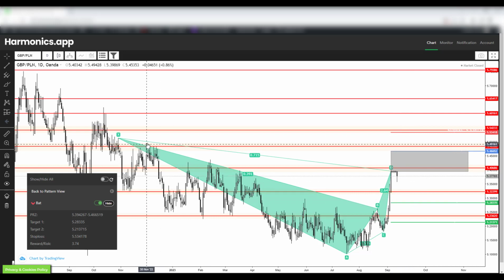So as it looks right now, we have a downtrend here on GBP against Poland, and then the price has made a breakout to the upside and formed here a bat pattern. We can see this is an entry zone for the price, a potential reversal zone, this gray area, where you can also find an entry idea.